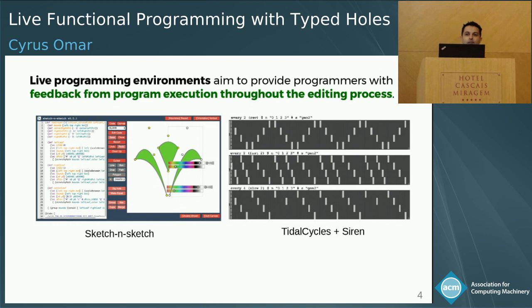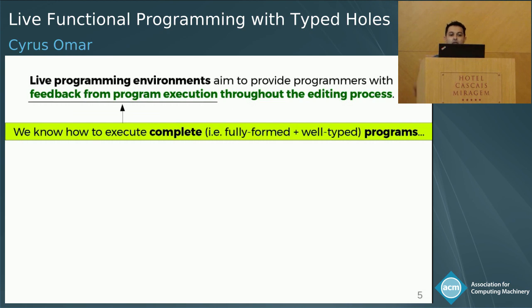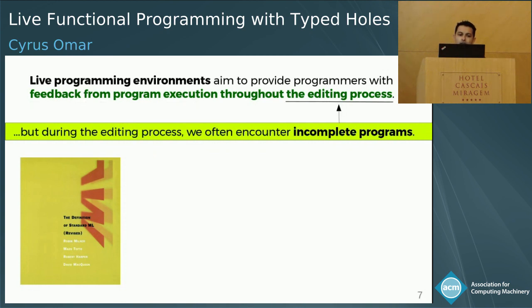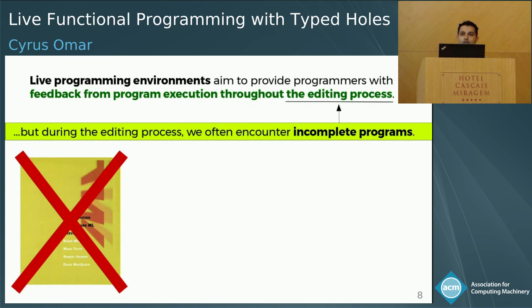But in this talk, I want to talk about a PL problem that sometimes limits these live programming environments from achieving this goal of providing continuous feedback throughout the editing process. And that is, if we want feedback from program execution, we need to know how to execute the program that's in the editor. But we typically only know how to execute complete programs, that is, programs that are fully formed according to a grammar and that are well typed according to the static semantics for a language. During the editing process, sometimes we have a complete program, but quite often we have an incomplete program, something that doesn't satisfy those requirements. And typical language definitions, typical language implementations, don't say anything about those structures.